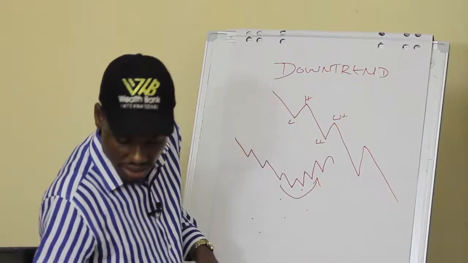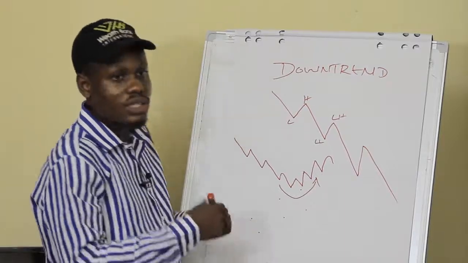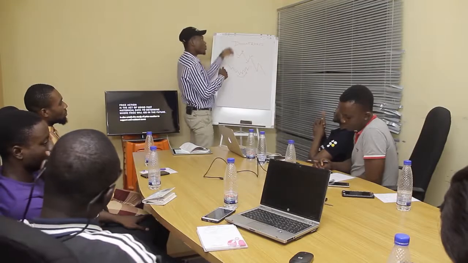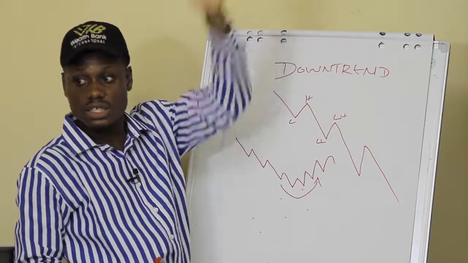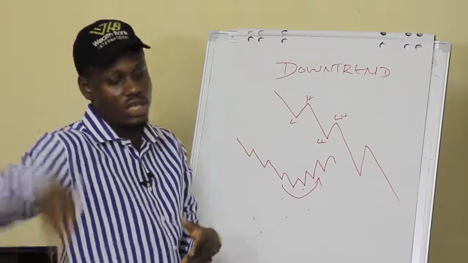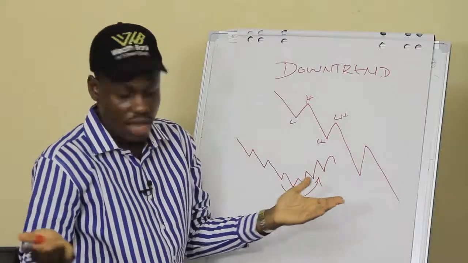All right, so let's take, for example, this. Now, what are trend lines? We have talked about support and resistance. When the market gets to resistance, it turns down. When the market gets to support, it goes up. Okay. What are trend lines?